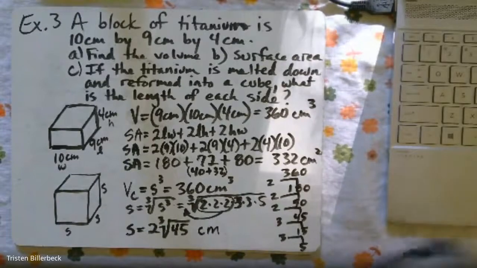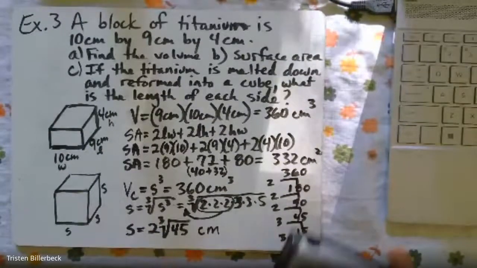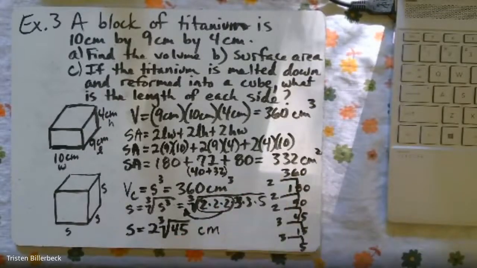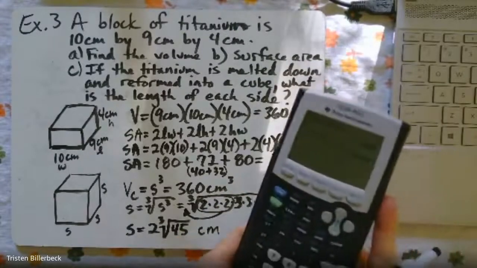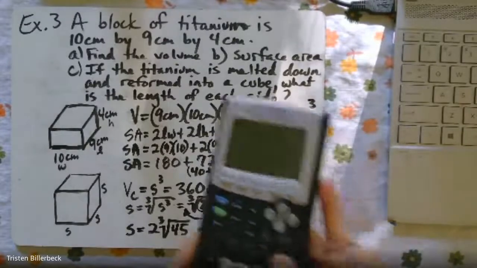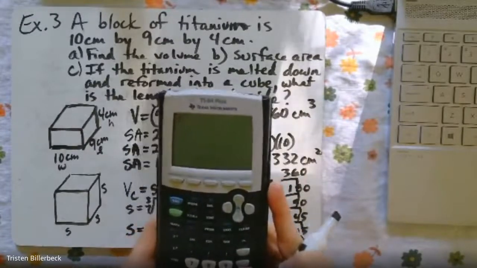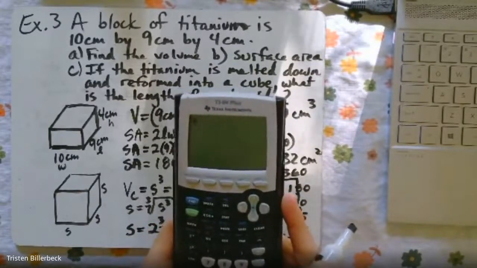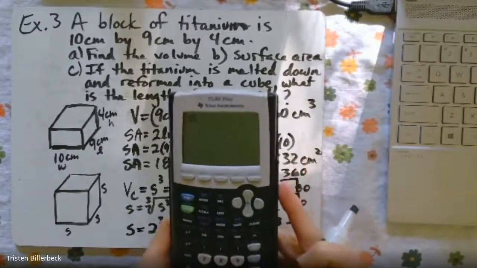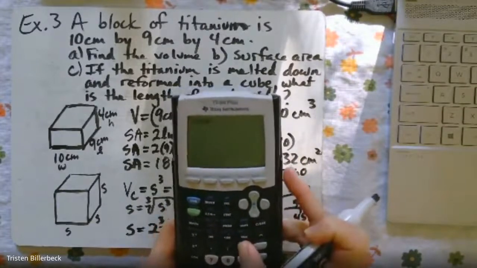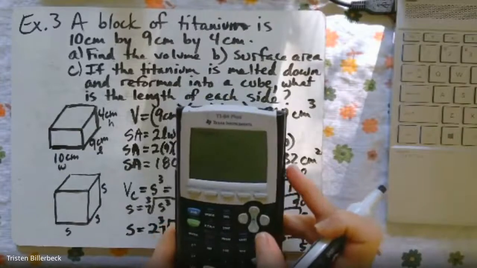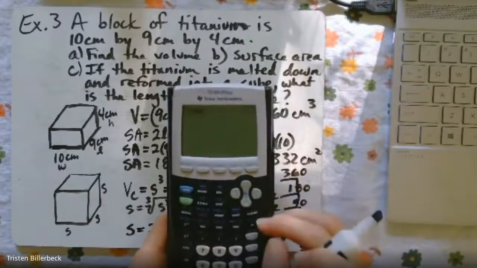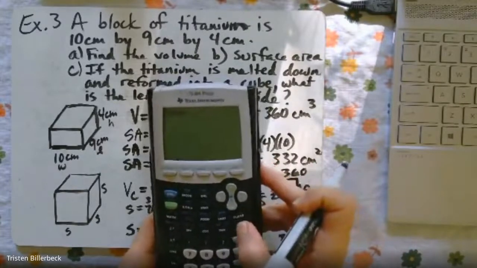Now, if we were to use a calculator and we wanted the cube root of 360, instead of breaking down the prime factoring tree, let me clear this. All right, so let's look at how we would do that. If we put in 360, and then do this little caret thing, which means exponent.